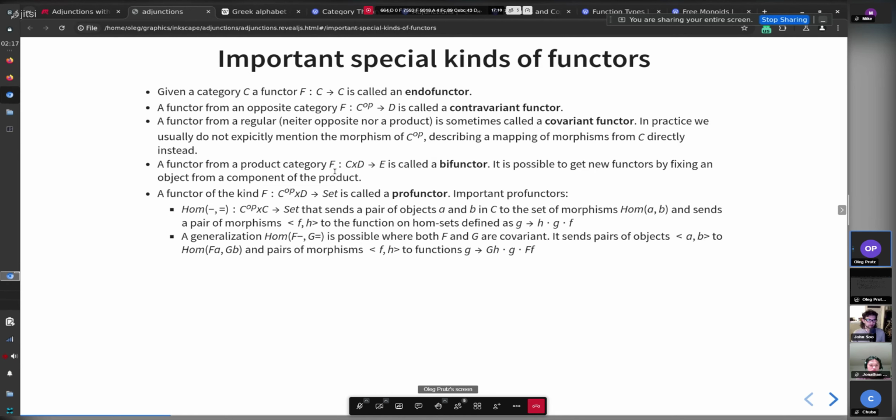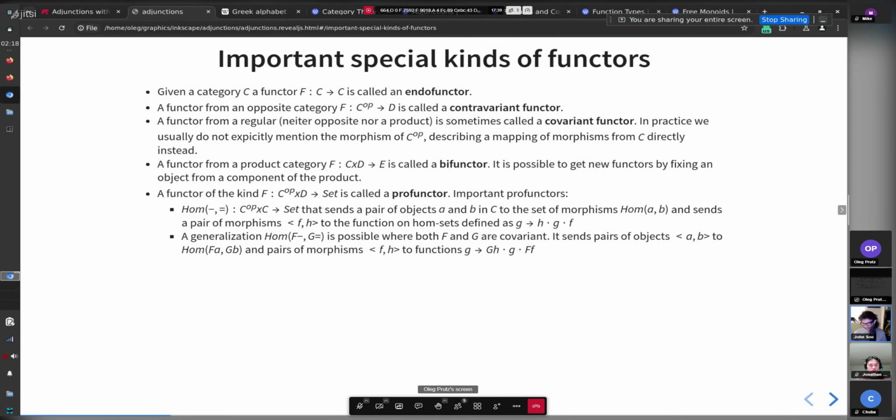So if you have a product category as your domain, that kind of functor is called a bifunctor. And it's important that there are no opposite categories in this product. This is called a bifunctor. So it's gonna map pairs of objects to objects and pairs of morphisms to morphisms.